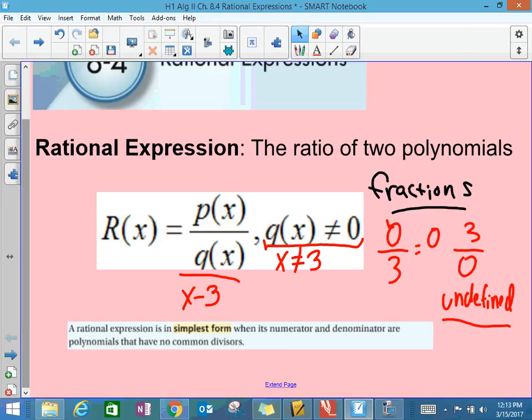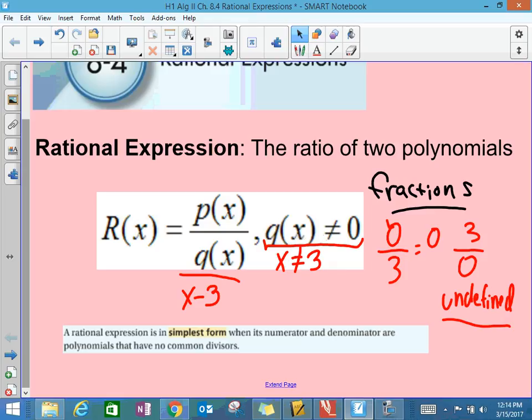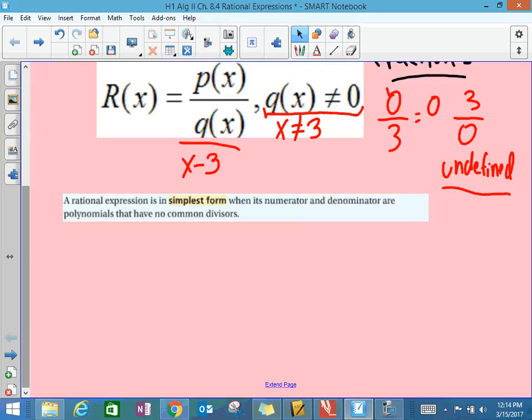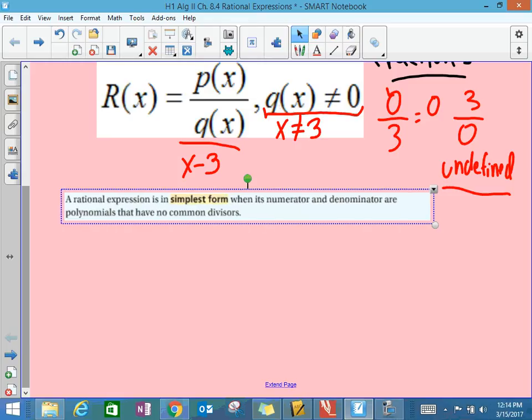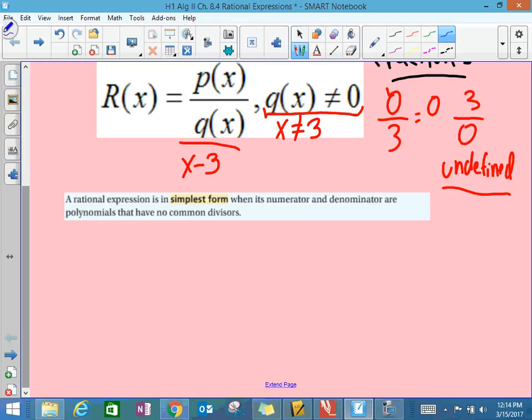So what we're basically going to do today is, in this little text right here, where it says the rational expression is in its simplest form when its numerator and denominator are polynomials and have no common divisors. You could substitute the word fraction in for rational expression if you wanted to, because what this is saying is, let's take 8 over 6. Is that in its simplest form? No. How could we get it to simplest form? Alex, what would we do to get it to simplest form?